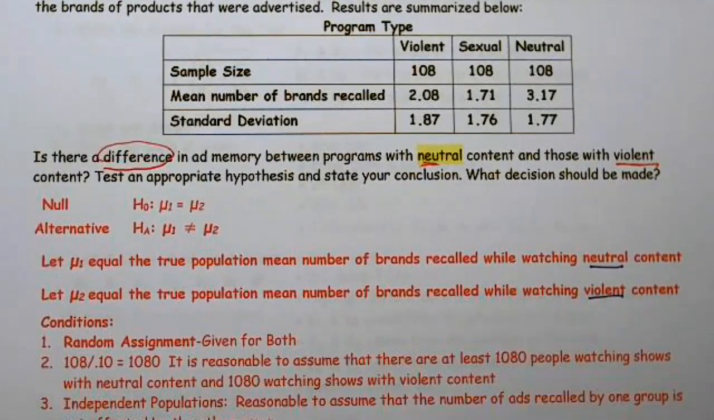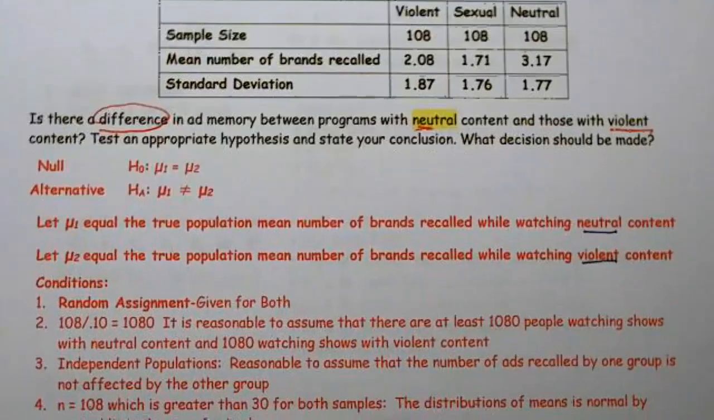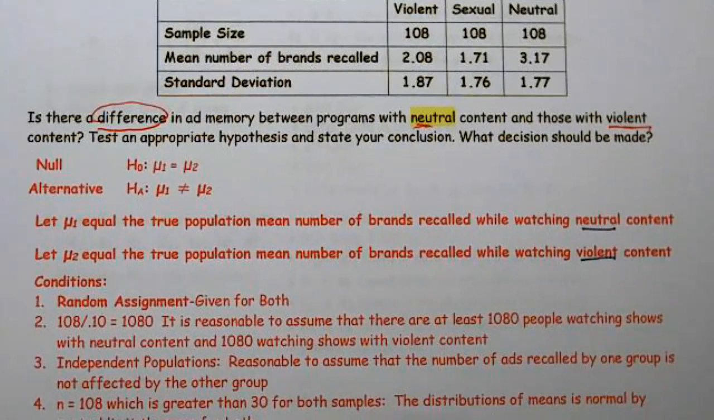Condition checked. For each one of them, we had 108. So 108 divided by 0.1. Reasonable to assume that there are at least 1,080 people watching shows with neutral and at least 1,080 watching shows with violent. Reasonable to assume that the number of ads recalled by one group is not affected by the other group. Reasonable to assume that those are independent populations.